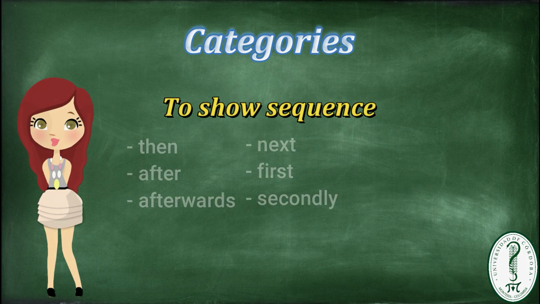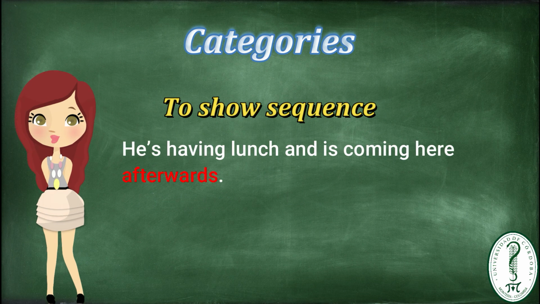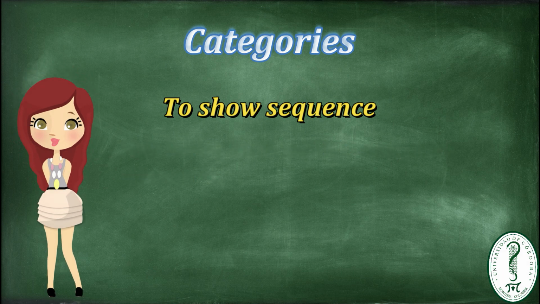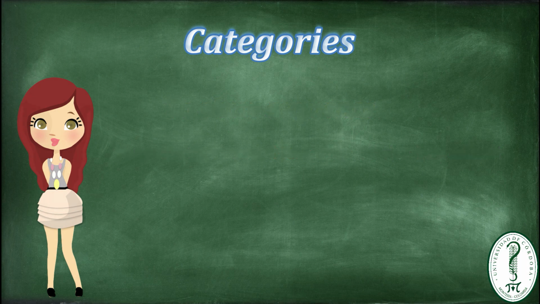Sequence. In a similar way to time connectors, sequential connectors enable us to indicate the order of events. For example, he is having lunch and is coming here afterwards. Turn on the oven, next mix all the ingredients.